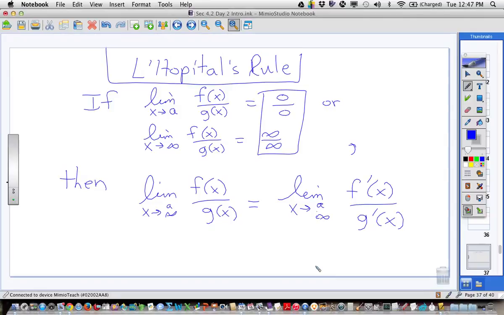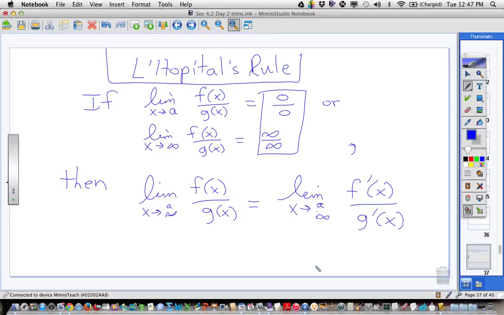So we can do the derivative of the top and we can do the derivative of the bottom and compare those to each other. Now don't confuse this with quotient rule. L'Hopital's rule is not saying do the derivative of this fraction. If you do the derivative of the fraction, you have to do the quotient rule. So those of you still having to take the gateway test, right? If you're doing the derivative of a fraction, you have to do the quotient rule.